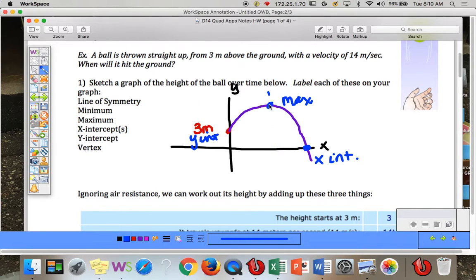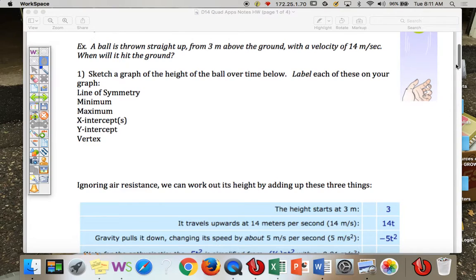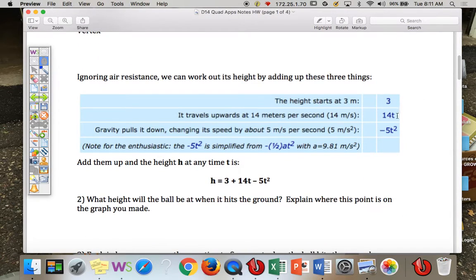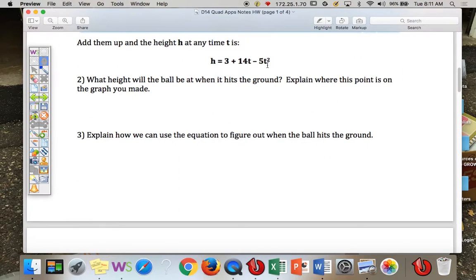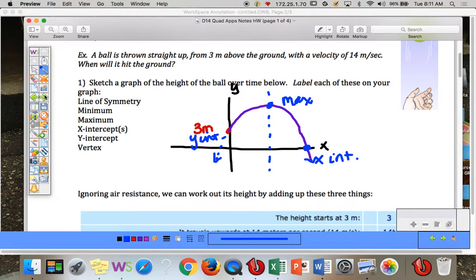Line of symmetry is if you were to fold it down the middle, and technically it doesn't have a minimum because it keeps going down, it has a maximum. Ignoring air resistance, we can look at these factors. The start height, it travels upward at 14 meters per second, and then gravity pulls it down. And we're going to look at this equation. So right here's the equation. Notice it's a quadratic. T squared is the highest power. It says, what height will the ball be at when it hits the ground? Well, if we look at the graph, it's going to be at a height of 0. So the height's 0 when it hits the ground.